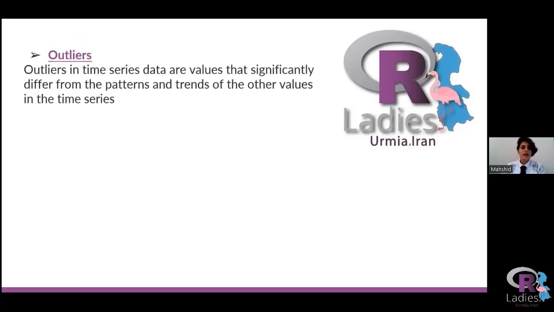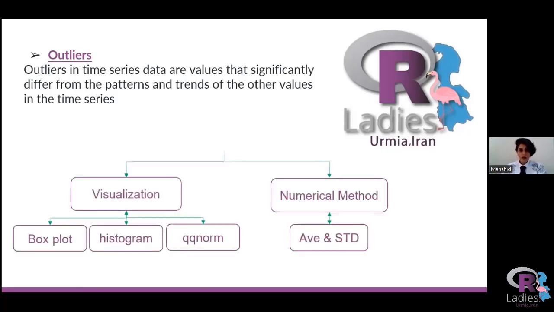Okay, outliers. Outliers in time series data are values that significantly differ from the patterns and trends of the other values in the time series. This is a simple graph of how we can recognize them in our programming language. There are 2 different kinds of methods, visualization and numerical methods. Visualization contains 3 different kinds of plots: box plot, histogram, and QQ norm.